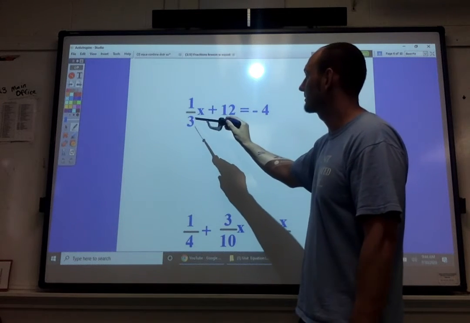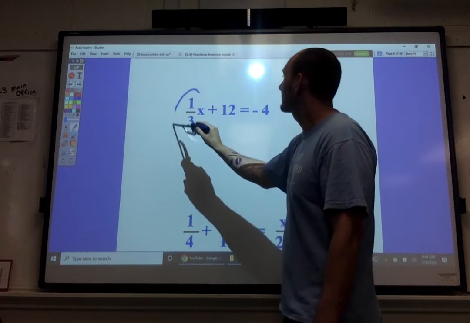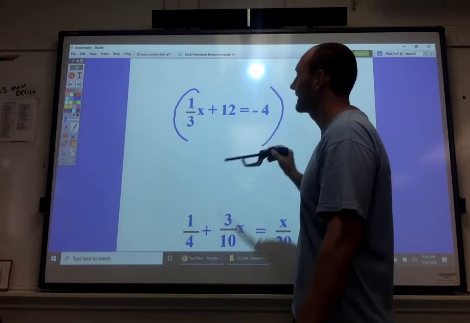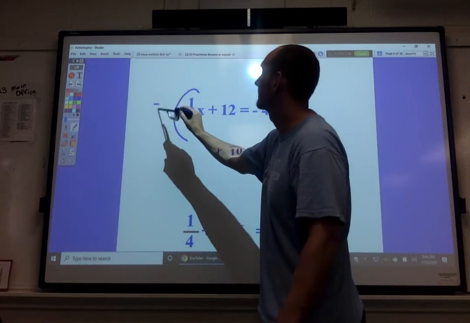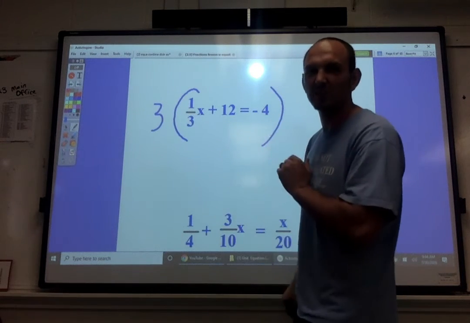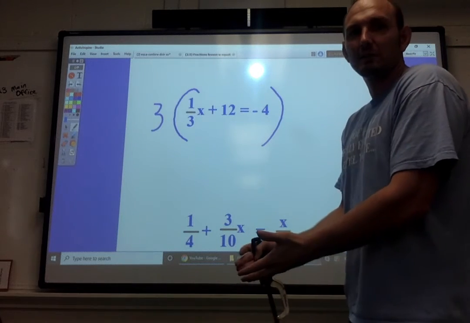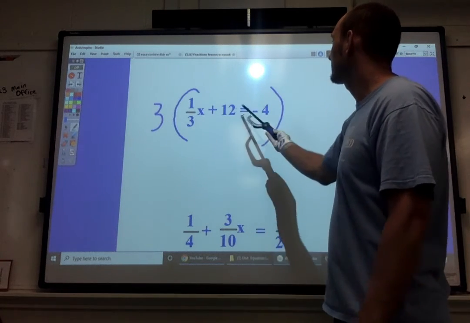Well, here it's 1/3, so it's 3. So we're going to take distributive property and times every single thing by 3. And that's going to get rid of all the fractions. So why can I do that? Well, we're saying this is equal to that.